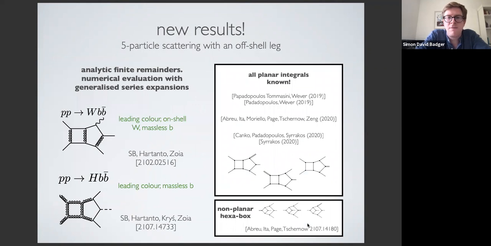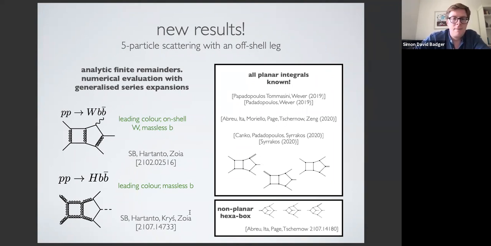Looking at a different class of processes, these are five particle scattering processes with an off-shell leg. Again, lots of progress, lots of interest in understanding the integrals, which was really the first stage of these kinds of processes. We had some nice results last year from Abreu, Ita, Moriello, Page, Tschernow, and Zeng, where they applied this method of a numerical evaluation of the differential equation using generalized series expansions. So this is a different way to treat the special functions, slightly different to the way the Pentagon functions work, but a very general way to handle these complex cases where we have this additional off-shell scale. And there additionally, there are some analytic expressions in terms of generalized polylogarithms obtained by the group in Greece.